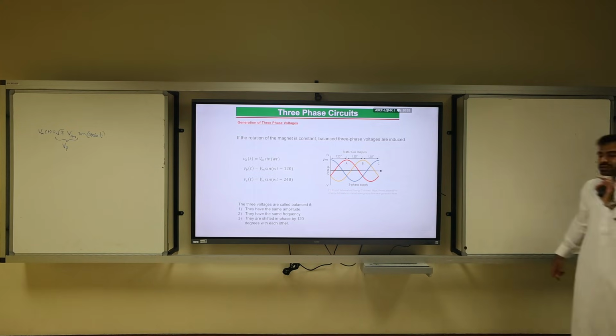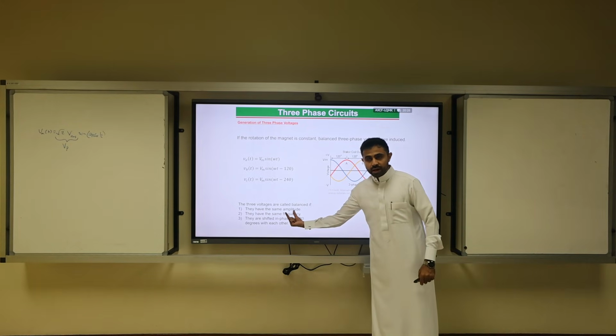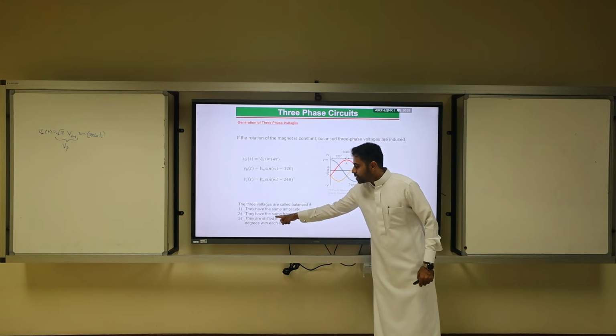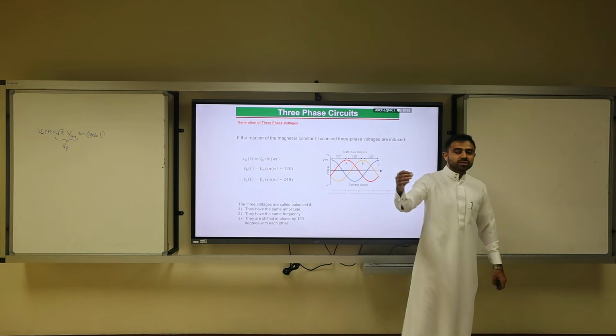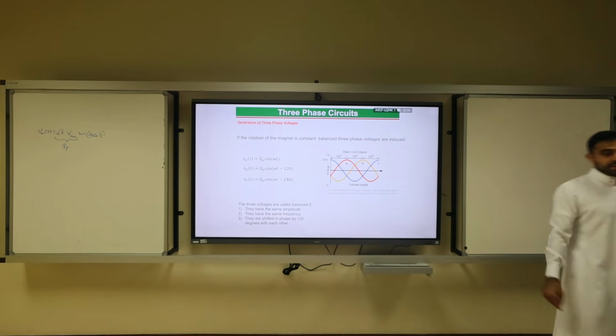So there is a very important concept. What do we mean by a balanced three-phase system? I think we talked about it last time. Same amplitude, same frequency, and the phase shift is exactly 120 degrees. You have to know this, okay? It is very easy.